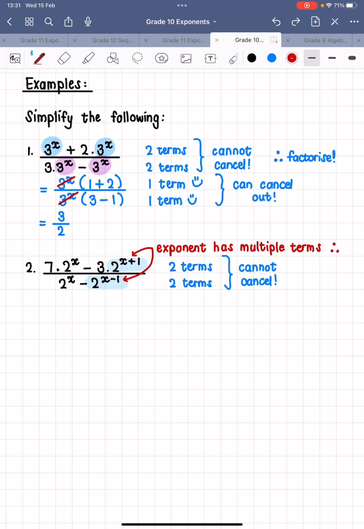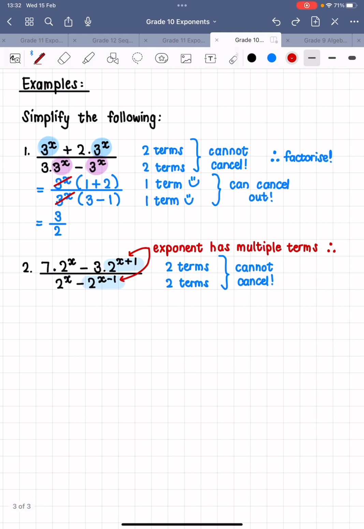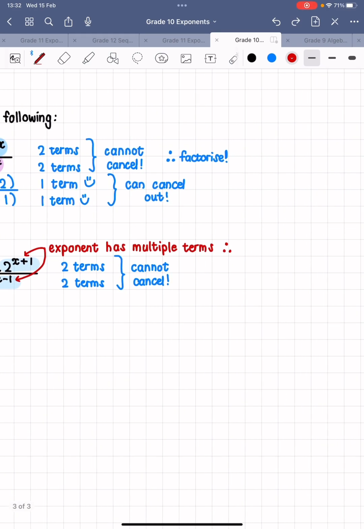So for example, in my numerator, I'm going to want to take out 2 to the x as a common factor. But here I have 2 to the x plus 1. Which means that if I want a 2 to the x on its own that I can take out as a common factor, I'm going to have to split that second exponent up, the x plus 1. I'm going to have to split that up. All right, so let's write that down and then I'll show you guys how to do that. So therefore, split exponent up.